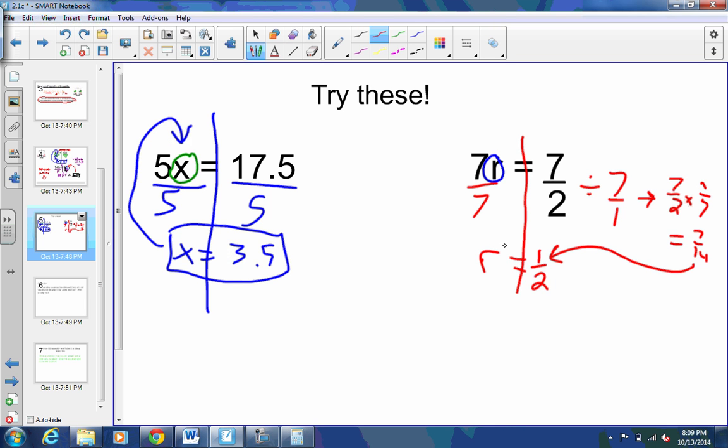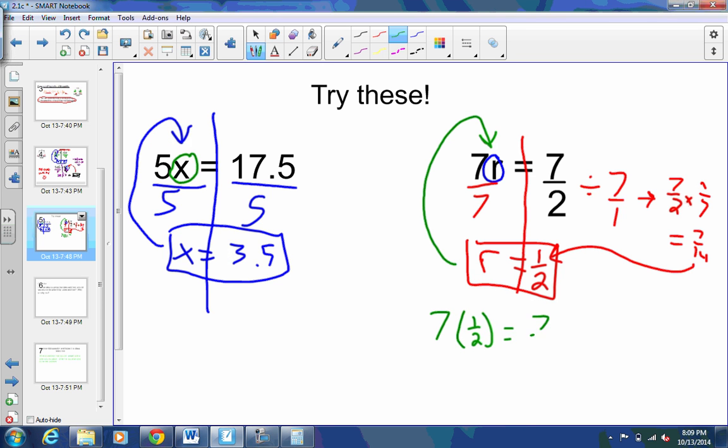Okay. Let's check that one. With our handy dandy green here, we plug it in for r. You have 7 times 1 half equals 7 halves. If you multiply 7 times the top, which is 7, divided by 2, which would be 7 over 2, is equal to 7 over 2, and we're good to go. Smiley face. So our answer for this one is r equals 1 half. That is our solution to this equation.